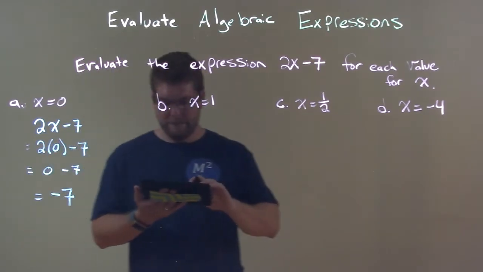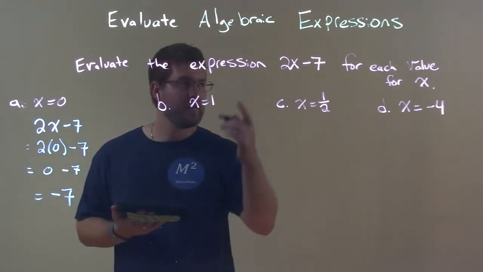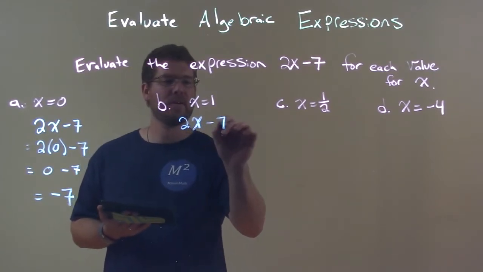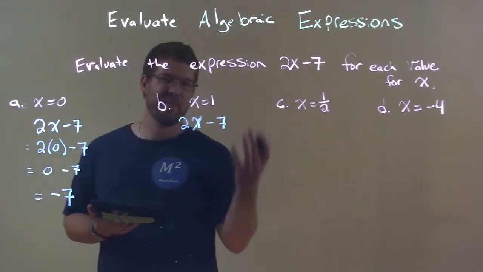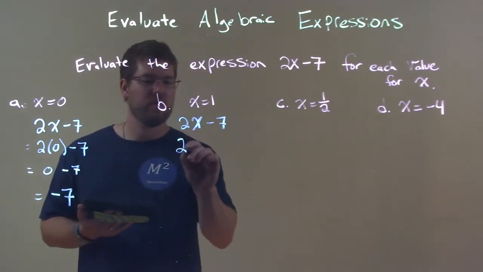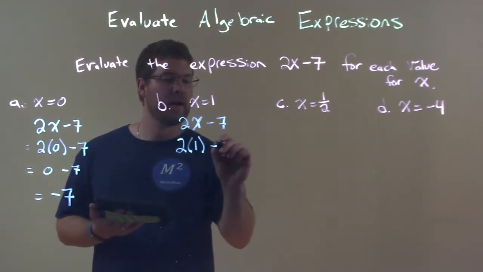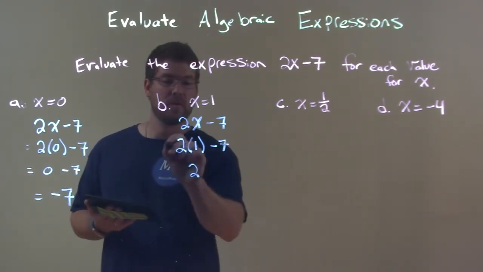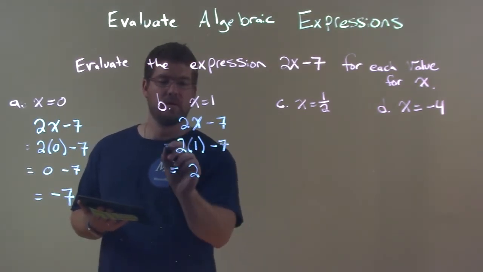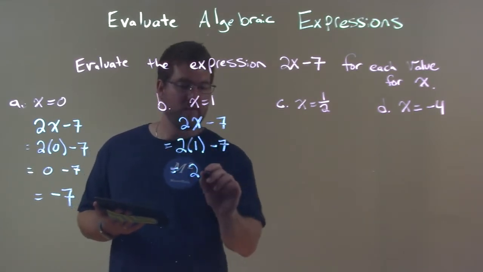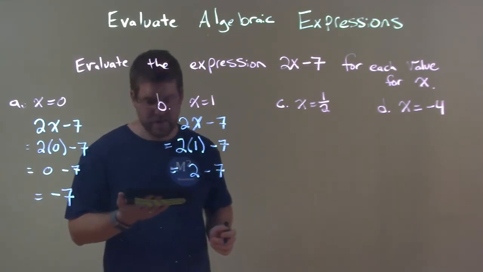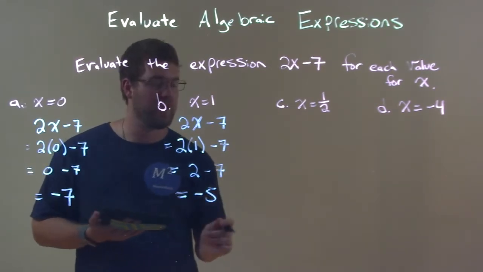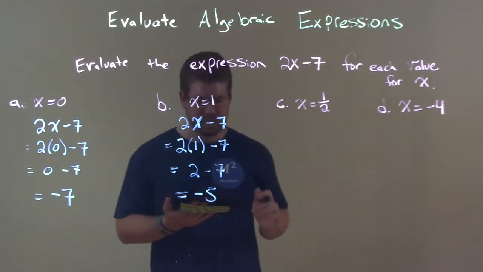Let's go with B. We're going to substitute 1 in for x. So again, I like to write it out if I can, 2x minus 7. And now we substitute the 1 and put parentheses around it. 2 times 1 minus 7. Well, 2 times 1 is 2. And then we have the minus 7. And 2 minus 7 is a negative 5.